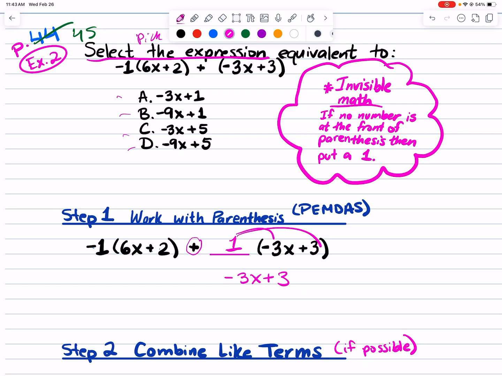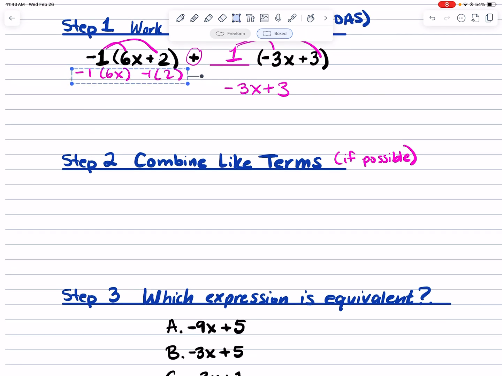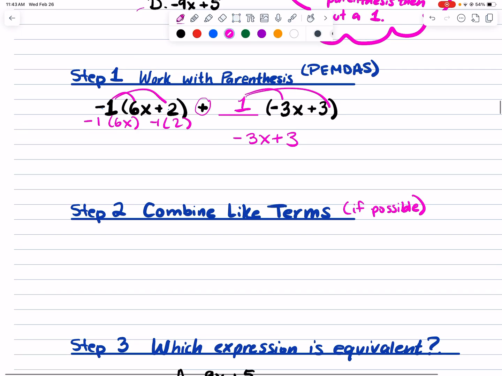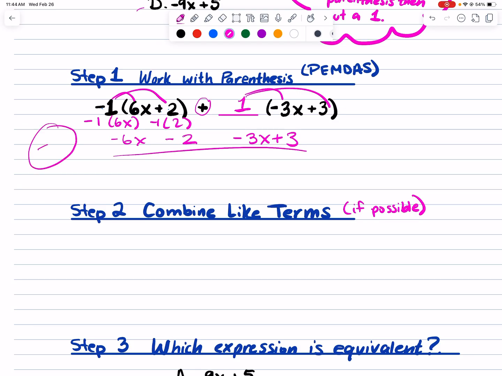And now for this one, we need to distribute negative 1. So negative 1 times 6x, negative 1 times 2. So negative 6x minus 2. That's what we have so far. And just in case, I'm going to make sure. So negative 1 times positive 2, this one. So negative and a positive make a negative. Okay, perfect. And then a negative times a positive equals a negative. Awesome, correct.